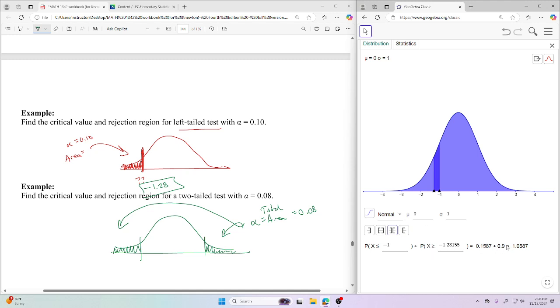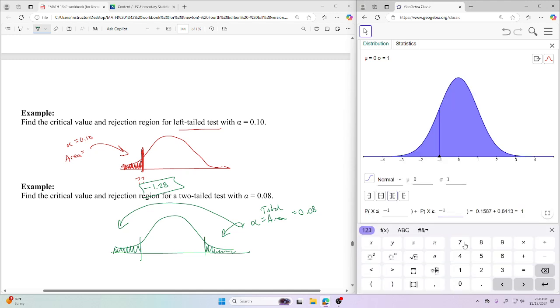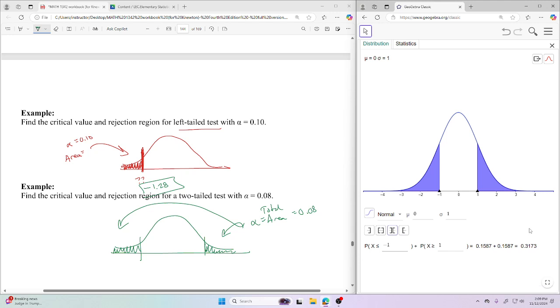Let me prove a point to you here right quick. So I got something like this. That's a two-tailed test. But I'm looking to find this right here to be 8%. Just so folks at home know what I'm doing. It's not working, right? So how do I actually put the number in?